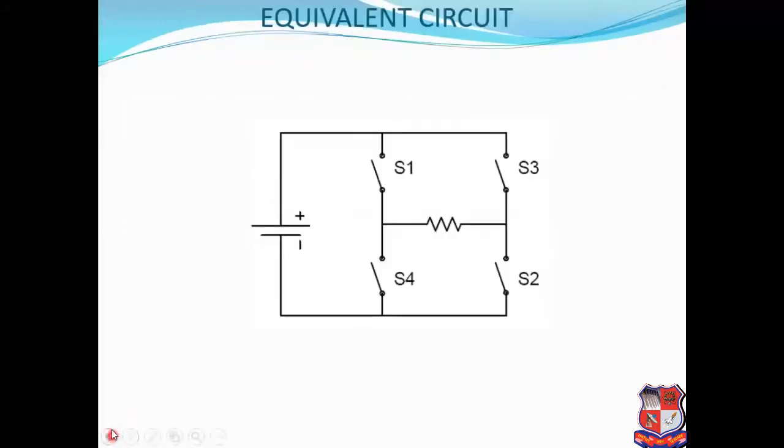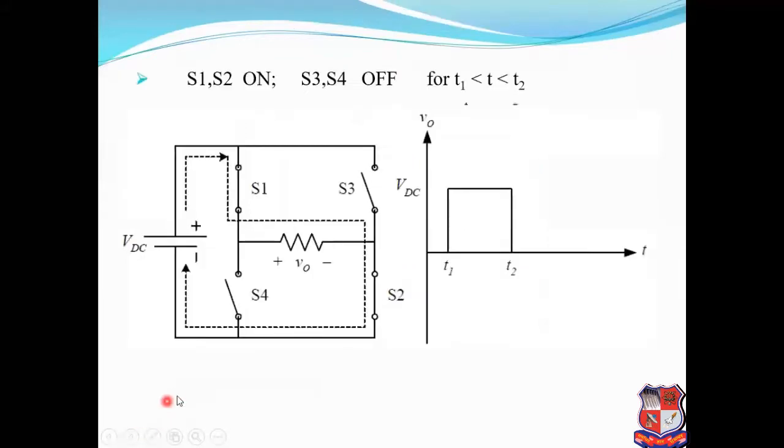Now we will see the operation of this full bridge inverter. It is the equivalent circuit diagram for the full bridge inverter, where switches S1 and S2 are taken as one pair, and switches S3 and S4 are another pair. When we turn on S1, S2 will turn on simultaneously, and they turn off at the same time. S3 and S4 will be turned on at the same time, and turned off at the same time. If switches S1 and S2 are turned on, then the output voltage will be positive VO.